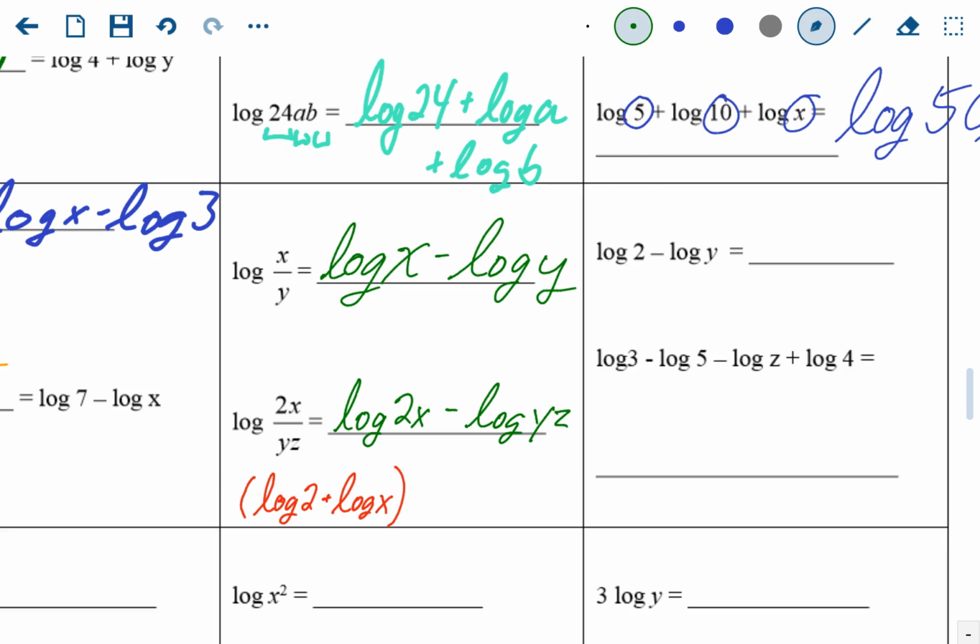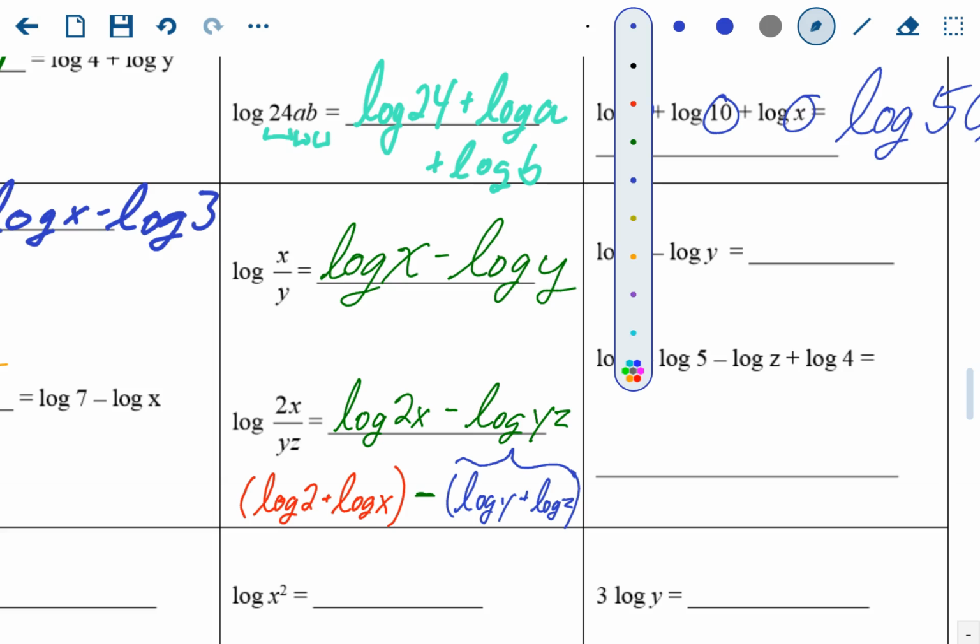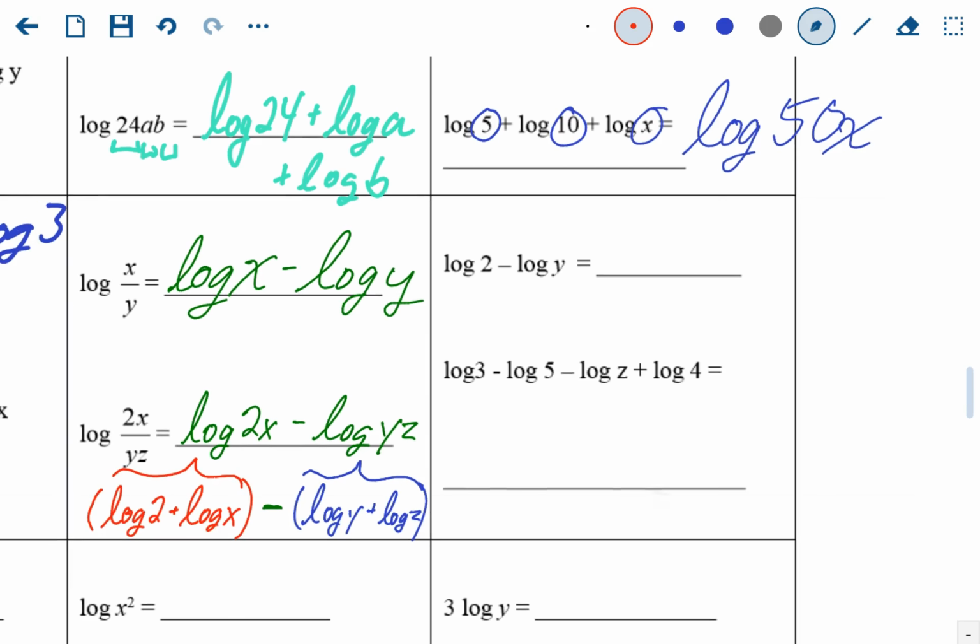Minus log y plus log z. Okay, so this is combining both of them together, both properties. All right. That's the log yz expanded even further. And this one's the log 2x expanded even further. So eventually we're going to be doing long ones like that.